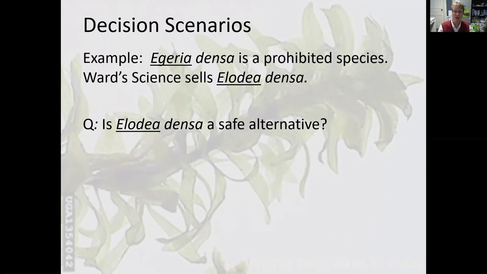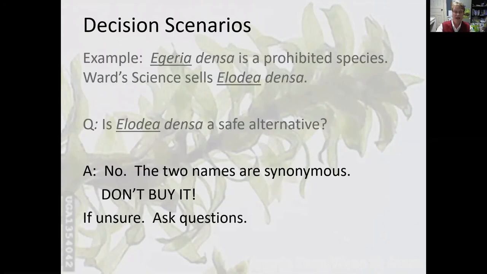And so the question is, can I purchase Elodea densa, because that's not on the Michigan Invasives website? Well, in fact, the two names are synonymous. It took a conversation with a couple of scientists for me to find that answer. But they are synonymous, so don't buy it. Don't buy either one of them. And what I learned is to ask questions for sure.